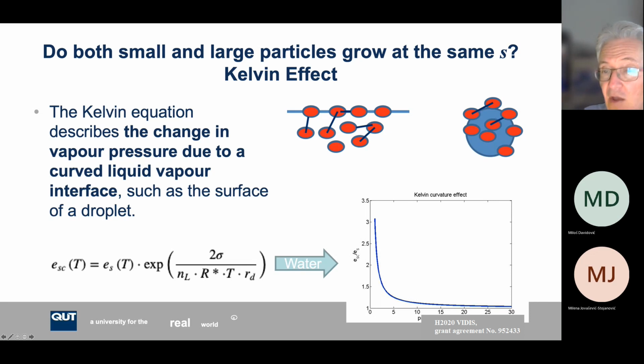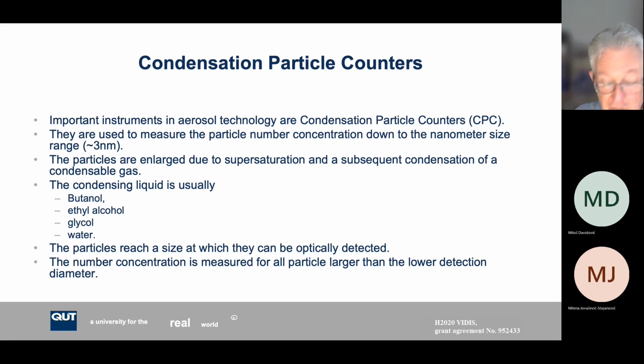This is an example for water. So to keep a water particle smaller than 5 nanometers, you need a saturation ratio 3 times larger for a curved surface than for a flat surface. And that is also an important property when trying to condense and grow small particles. So how do condensation particle counters, going back to condensation particle counters, work?